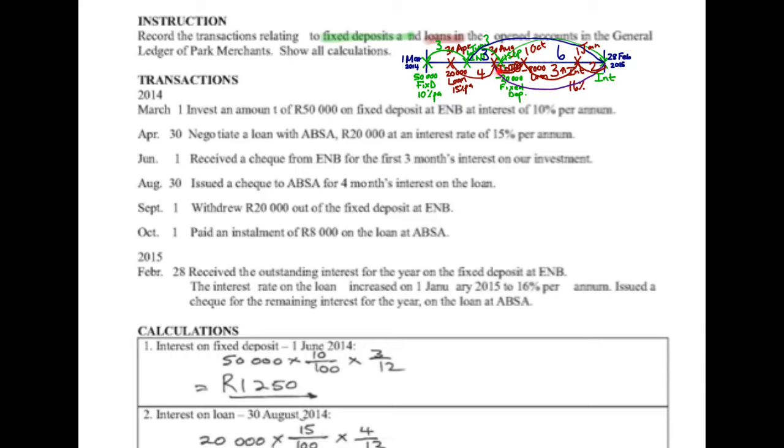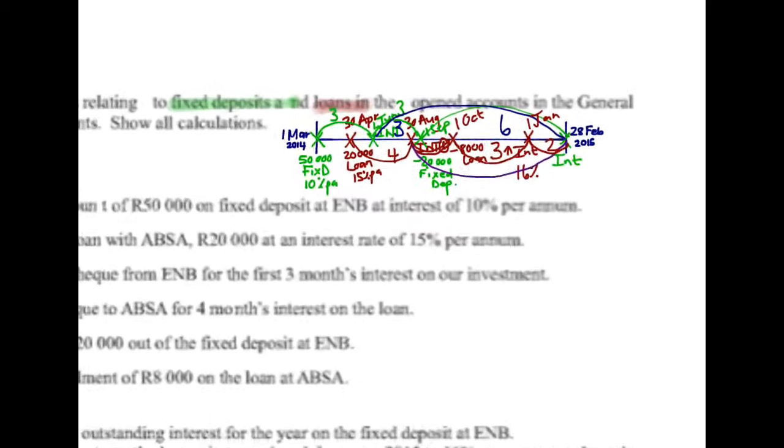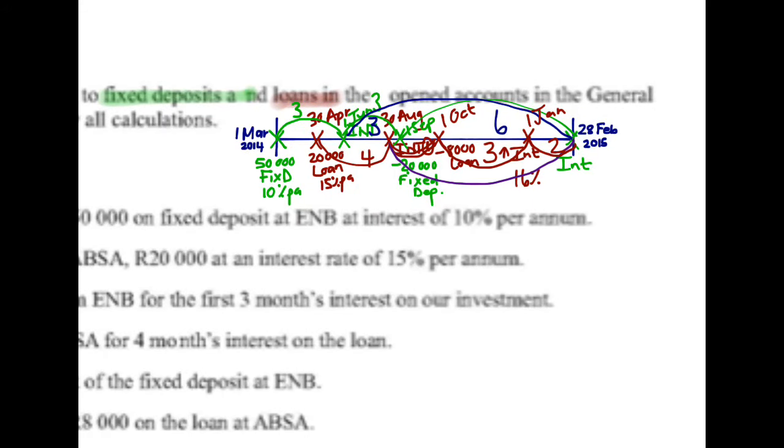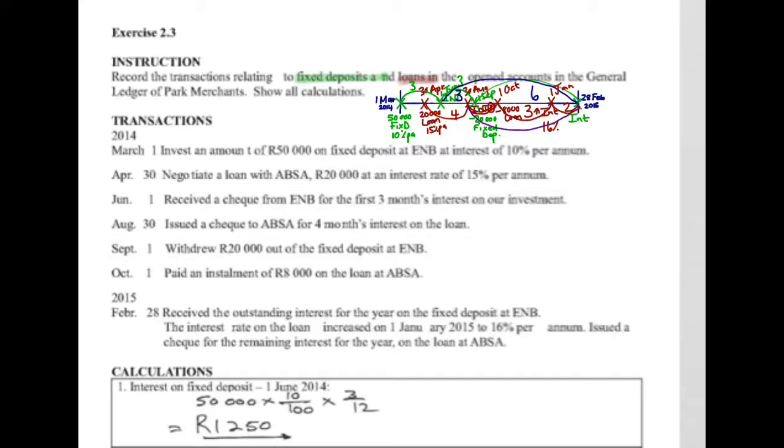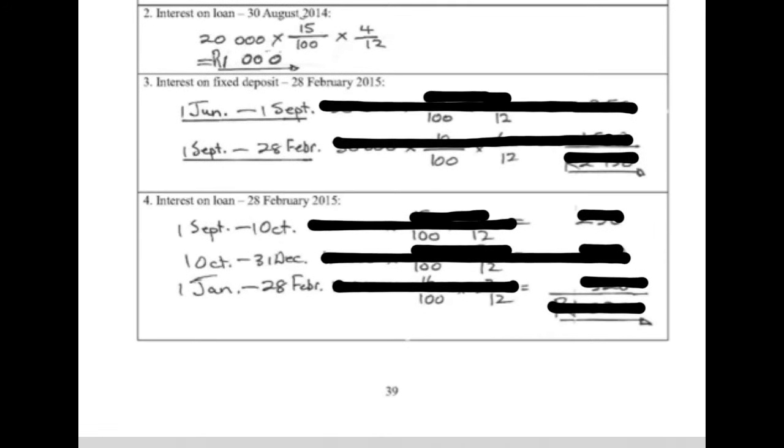Now remember, there was a change in my amount that I've got invested there on the 1st of September. So on the 1st of September, I took out 20,000. So from there onwards, I only had an investment of 50 minus 20 gives you 30,000 Rand. So for the first, out of these 9 months, for the first 3 months, I earn interest on 50,000. And then for the last 6 months, I will earn interest on 30,000 Rand only. So when I do my calculation, I need to show that.